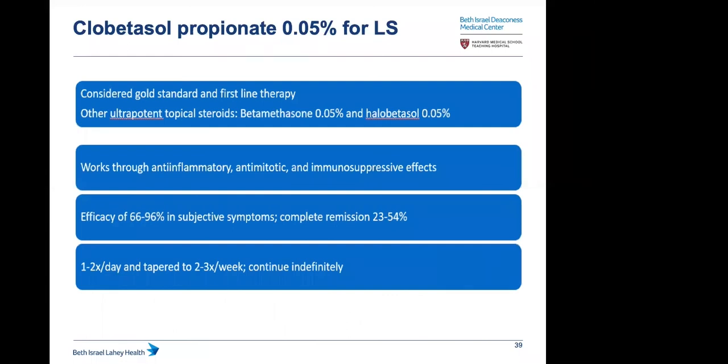It may not be affordable depending on the patient's medical insurance. And so you can also use betamethasone or halobetasol as options. And the way it works is through anti-inflammatory and anti-mitotic or immunosuppressive effects. It's not perfect. The efficacy is about 70 to 95% in terms of improving patient symptoms. But only results in complete remission in about 25% of cases. You can continue it indefinitely, but if you have a patient who's been on clobetasol indefinitely, that can cause its own problems. And so you may want to give them a holiday or have them build in use of topical estrogen to prevent too much thinning of the tissue.